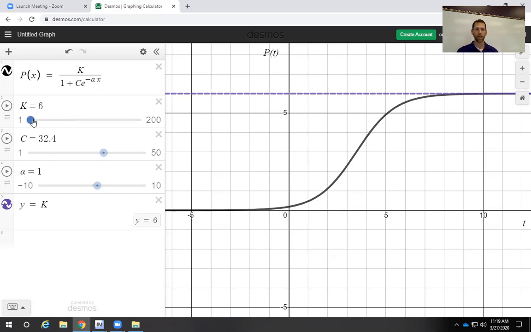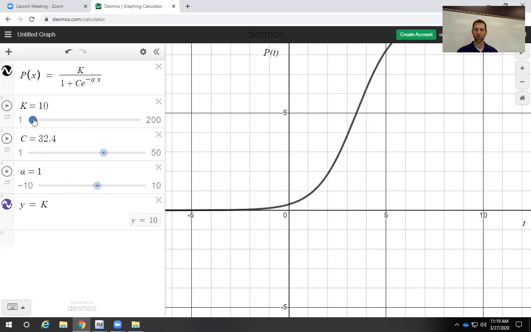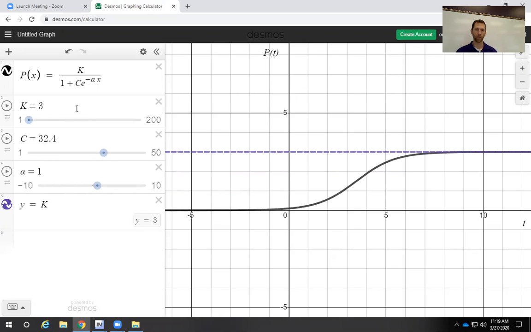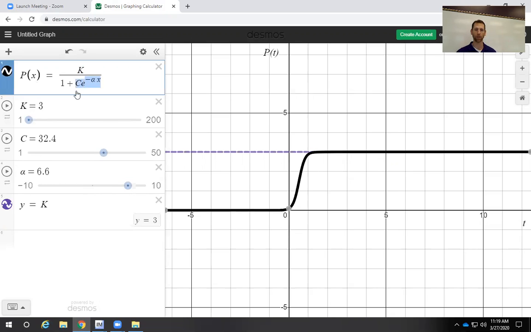If I increase the carrying capacity, it just stretches out that function. It's a vertical transformation. You remember that from pre-calculus. This is just stretching it vertically. Okay. Increasing the decay rate just makes us go to the horizontal asymptote faster because you just increase how fast this goes to zero.